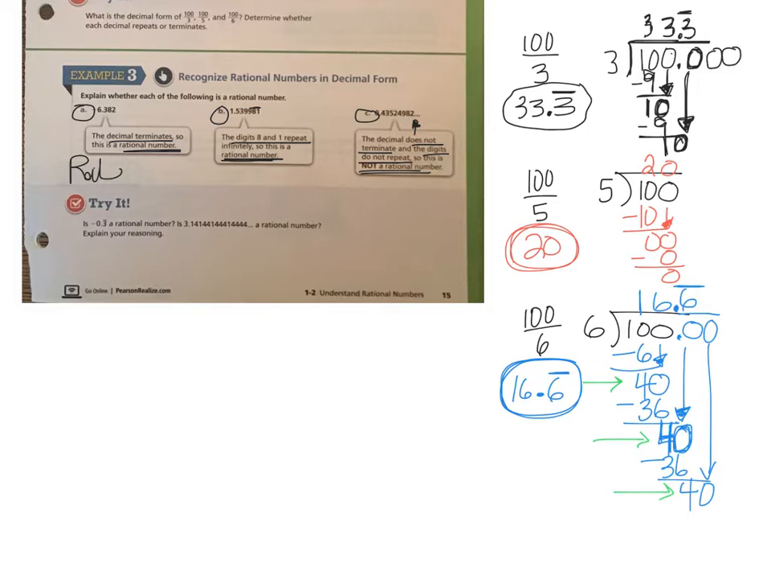A is a rational number. B is a rational number. But C is not a rational number. So think about those 3 examples. What makes a number rational versus a number that is not rational?